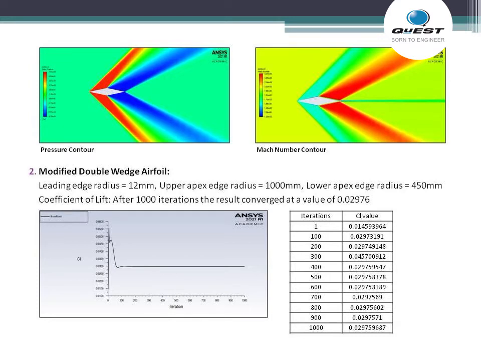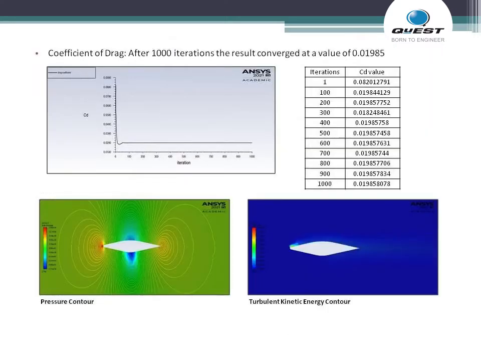Now, from the ANSYS results, we have the coefficient of lift plot which converges at a value of 0.02976 after 1000 iterations. From the coefficient of drag plot, we have the value converging at 0.01985 after 1000 iterations, and the variation in the value with respect to the number of iterations has been represented in the table.